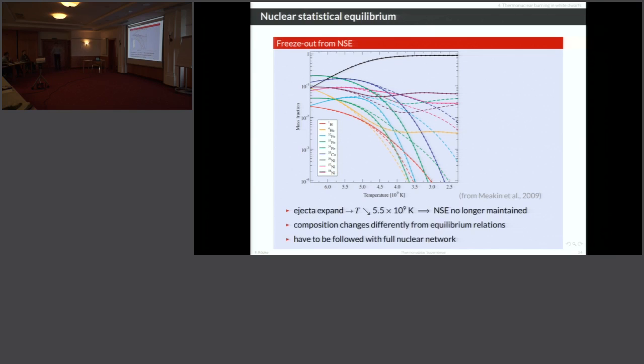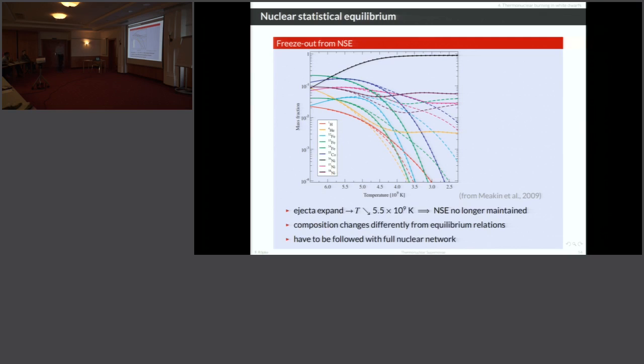And now as the white dwarf material expands, we reach lower densities and the temperature will drop. And if the temperature drops below something like 5.5 gigakelvin, then equilibrium is no longer maintained. So the forward and backward reactions are not in equilibrium anymore. They fall out of equilibrium, and then the composition changes differently from what the equilibrium relations would predict, and then one has to follow this with a full nuclear reaction network. And this is called freeze out from NSE.